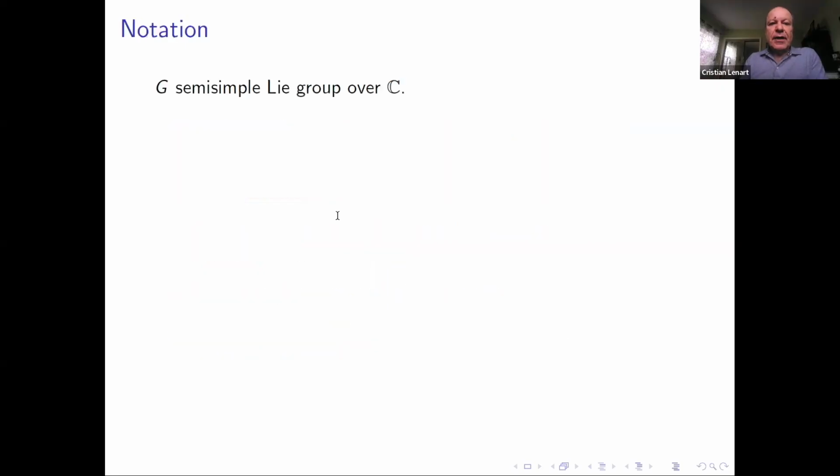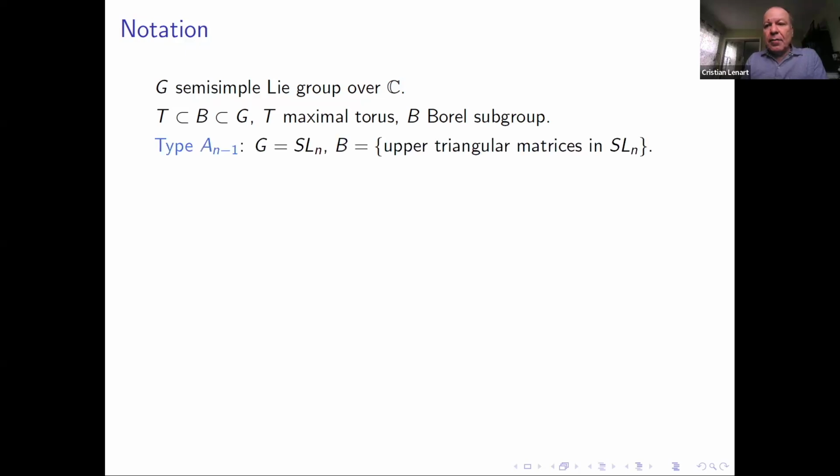So to fix the notation, G is a semisimple Lie group over the complex numbers. We have the maximal torus and the Borel subgroup inside. All my examples will be type A, so G is SL_n and B is the upper triangular matrices in SL_n. Then we have the simple roots alpha_i and the simple coroots. The indexing set for the Dynkin diagram nodes is I, as usual.